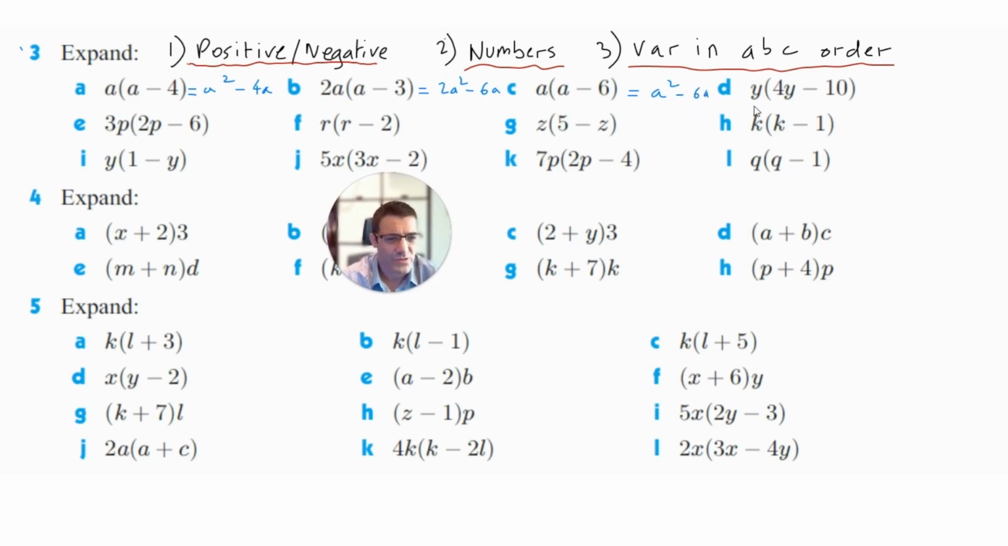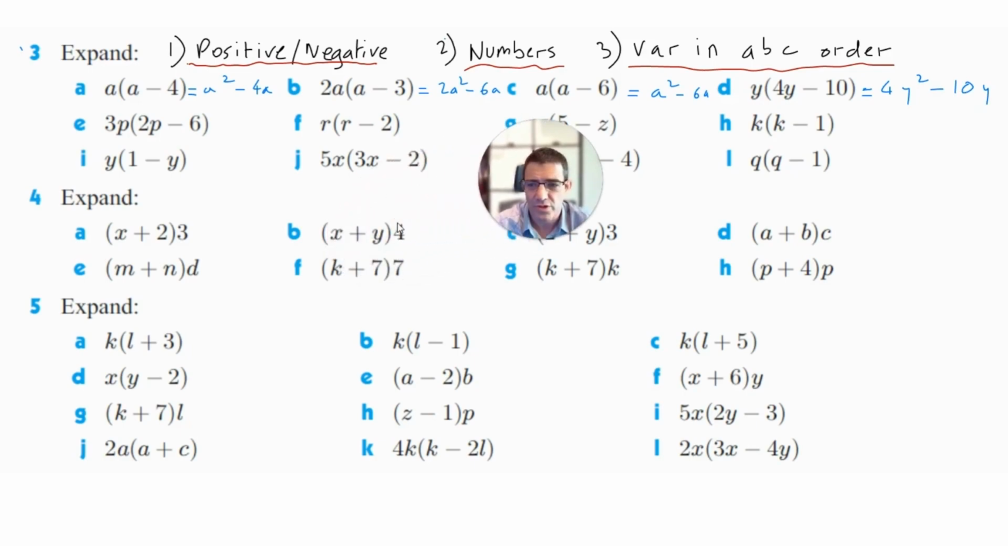Okay, the next question says y times 4y, so the number in front is 4, so I just write 4, and then y times y is going to be y squared, so 4y squared, and then a positive times a negative, so minus, and then 10 is the number in front, and then y. Okay, so far so good. Then I have 3p's times 2p's in question E. Well, 3 times 2 is 6, so I write that first, 6. And then I have p squared. And then a positive times a negative is a negative. And then 3 times 6 is 18, so 18. And then p, minus 18p.